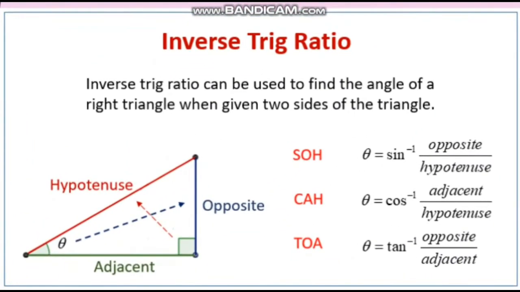The inverse trigonometric ratios can be used to find the angle of a right triangle when given two sides of the triangle. So, we can get theta, which is the angle, using the sine inverse of opposite over hypotenuse, cosine inverse of adjacent over hypotenuse, and tan inverse of opposite over adjacent.